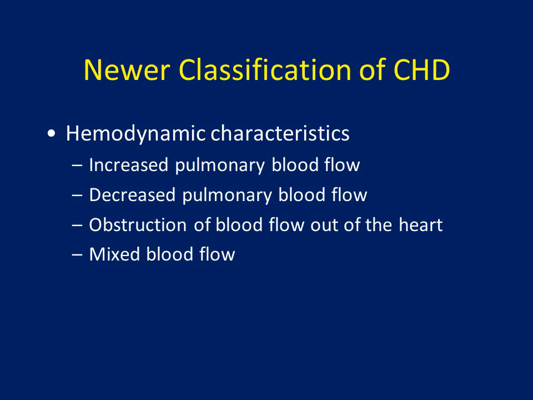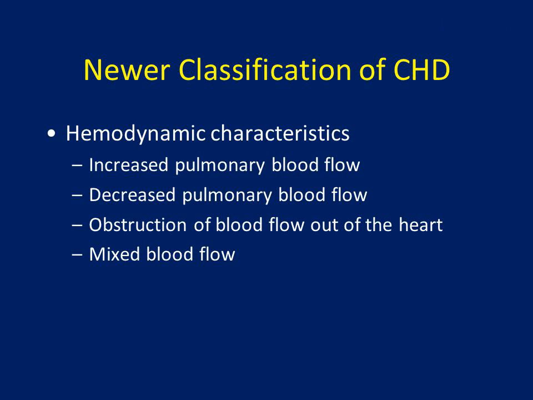Hemodynamic characteristics: increased pulmonary blood flow, decreased pulmonary blood flow, obstruction of blood flow out of the heart, and mixed blood flow. Table on page 1476 in blue, 1595 in orange. Increased pulmonary blood flow causes CHF. Decreased pulmonary blood flow causes cyanosis.